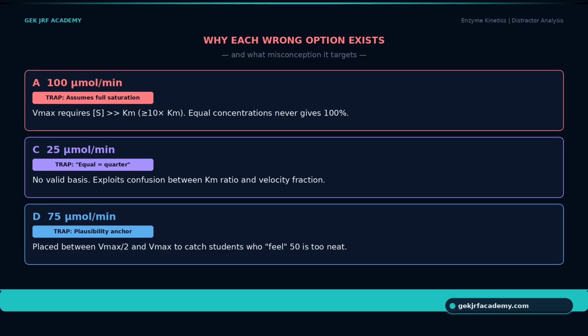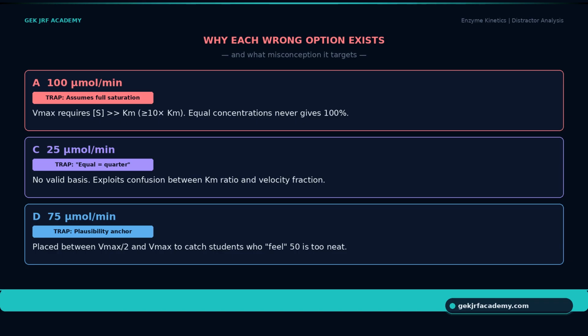Now we examine why the wrong options were designed the way they were. Option A, 100 micromoles per minute, assumes the enzyme is operating at maximum velocity. Vmax is only achieved when substrate concentration is far greater than Km, typically more than 10 times Km. The trap here is assuming that because substrate is present at the Km value, the enzyme must be fully saturated.